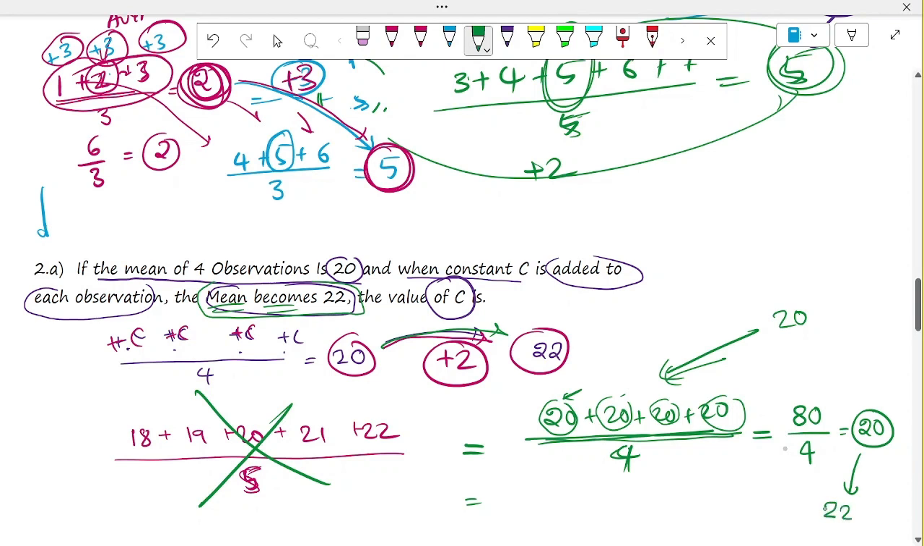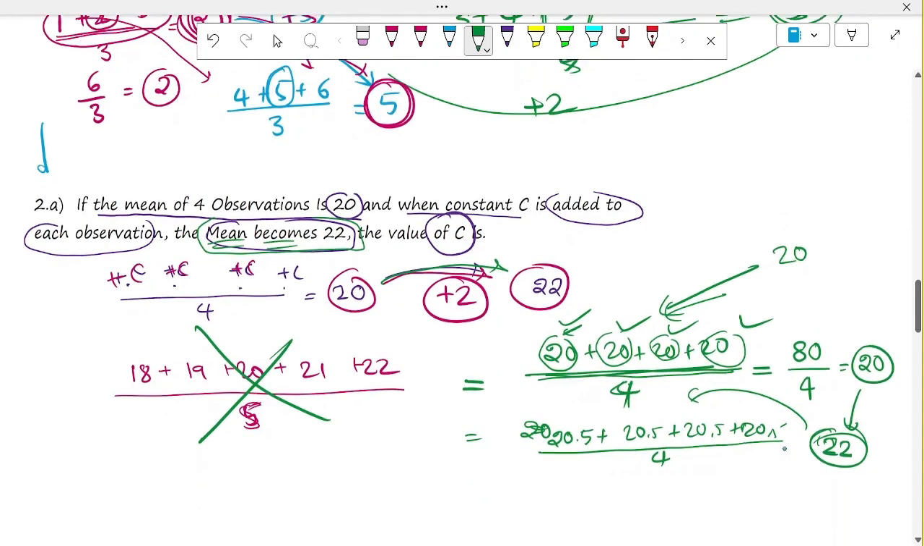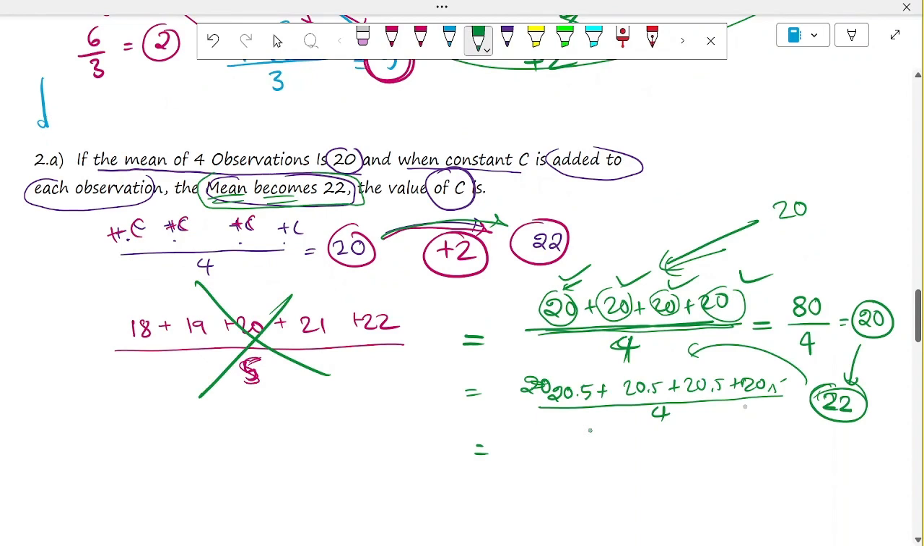This mean becomes 22. Then how much do you need to add in each of these 20 values to make sure that it will become 22? So if you say it is 0.5, let me add 0.5 in all of them: 20.5 plus 20.5 plus 20.5. So I have added 0.5 to all of them, and the value becomes 4. And when you divide this, you are going to get 20.5.